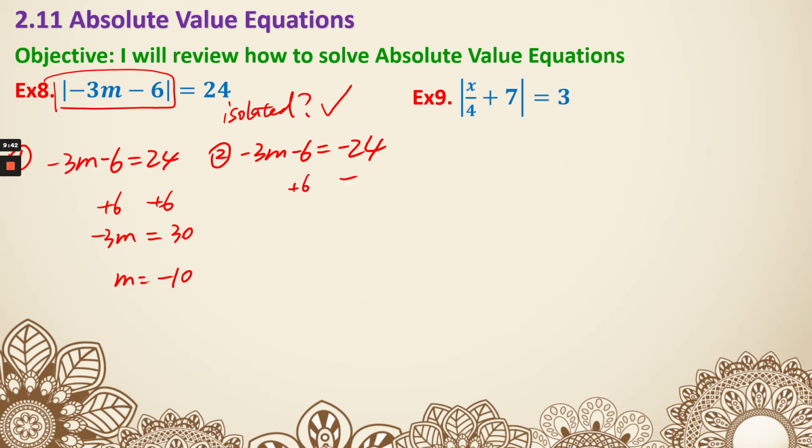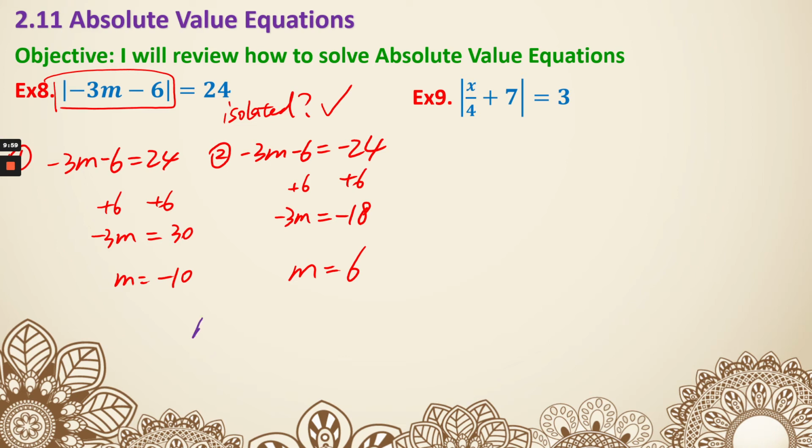For this one, add 6 on both sides. Negative 3m is negative 18. Divide both sides by negative 3. I got m is 6. And you can see it's not just one answer, then put the opposite number as your other answer. That's not how it works.